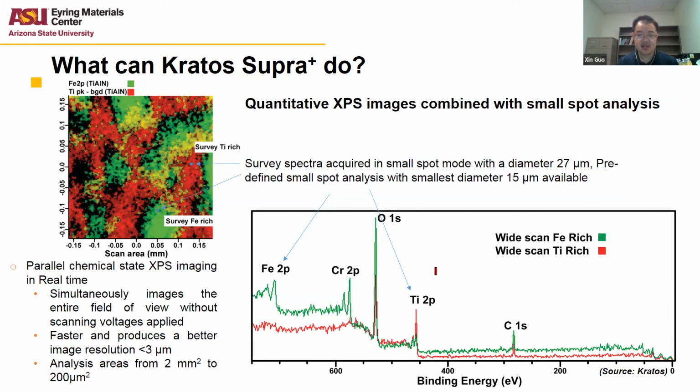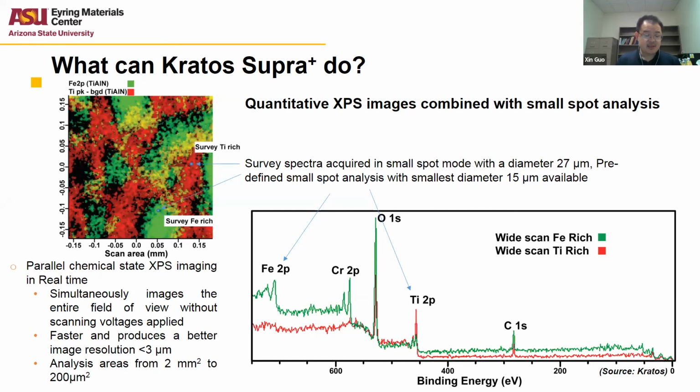So here comes the result of the surface spectra from both the green region and the red region. For the red curve that comes from the red region, we can see a large intensity of titanium 2p. And for the green curve that comes from this spot in the green region, we observe a larger iron 2p intensity and a chromium 2p.